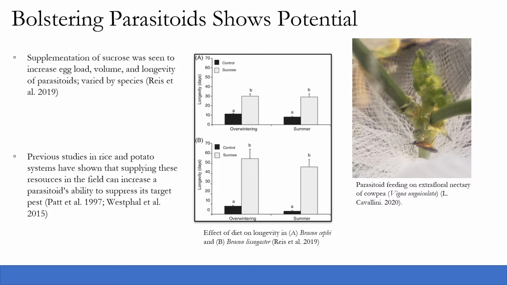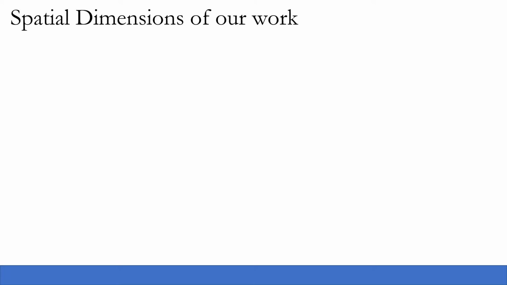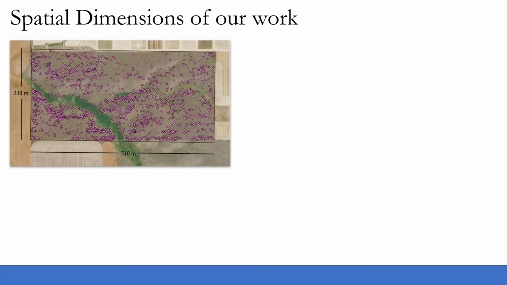So exploiting this interaction in field conditions could prove beneficial in the fight against the sawfly. Now to think about the spatial dimensions involved in our work, there are 4 projects that will be outlined in this presentation. The first one is a comprehensive survey of wildland flowering plants on a 30-acre relict prairie site.